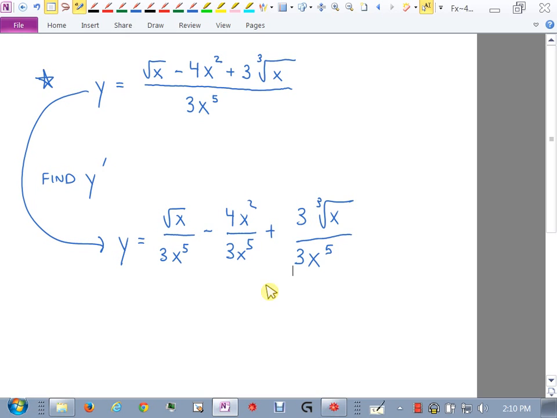I could only do this because I have a single term on the bottom, right? That's the only reason I could do that. If I had two terms down here, we'd be screwed. All right? And we will have a way of doing that, just not yet. We couldn't do it right now.